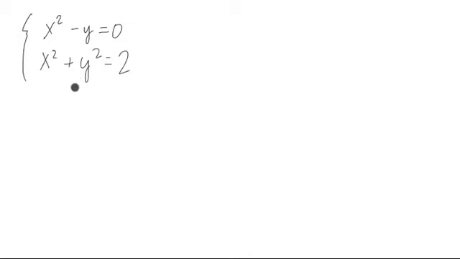Now, what does this mean? This means we're looking for a pair, x comma y, or maybe multiple pairs, such that both of these equations are satisfied by these pairs. One way of thinking about that is graphically.